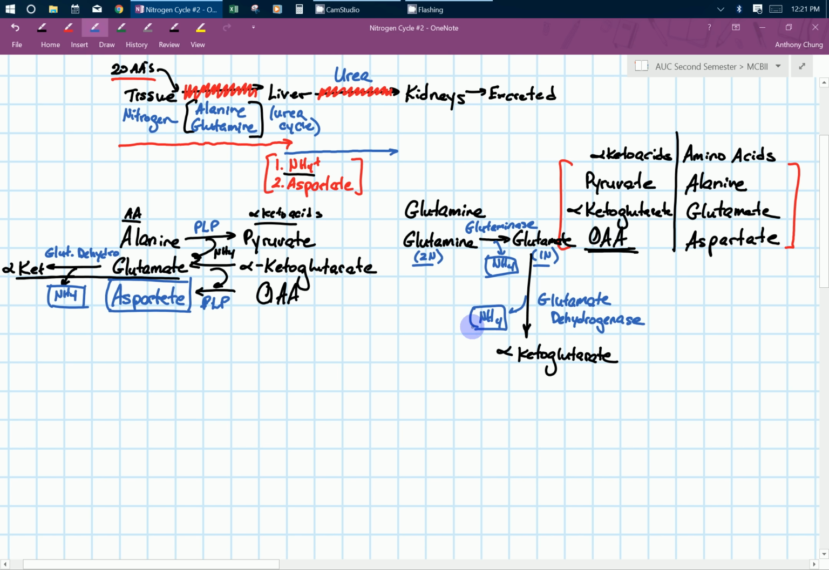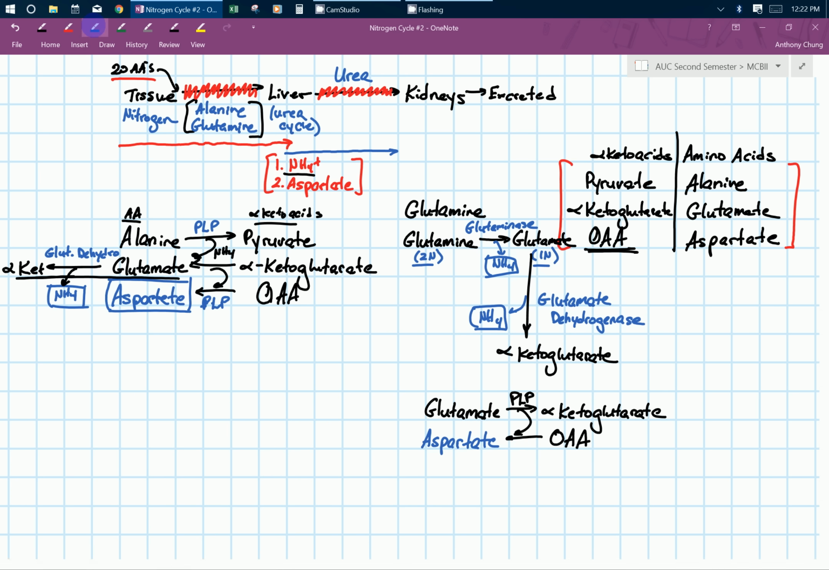And finally, there's one more with this glutamine. This glutamate can do the same exact reaction as this one over here. And that would be the glutamate interconverting to alpha-ketoglutarate, giving it up to aspartate from your OAA. And of course this is a PLP reaction, and this is a transfer of nitrogen.